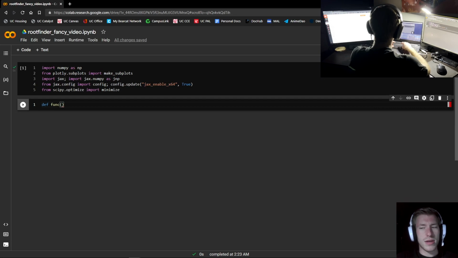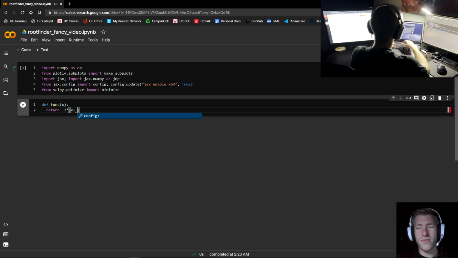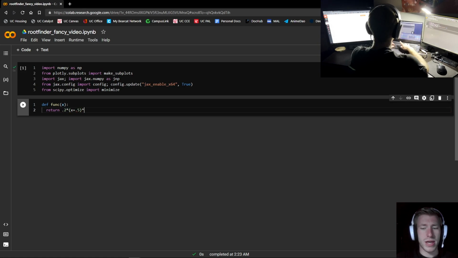And we're going to just take in an x value. Now all we need to do is return some function. So we're going to return like 0.2 times, and then parentheses, I don't know, x, we'll look at the smallest one, so x plus like 0.5, maybe, times x minus 0.2 times x minus like 0.9 or something like that. How will that look?